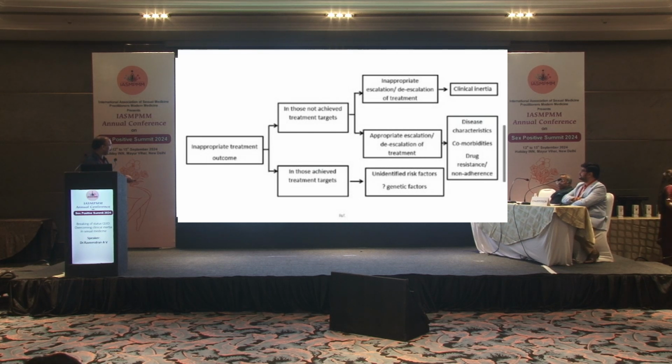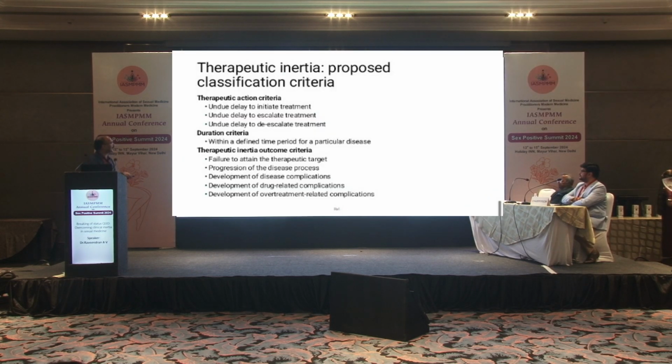And in those who achieved the treatment target, if there is inappropriate treatment outcome, it can be due to other unidentified risk factors or genetic factors. So, we propose diagnosis or classification criteria for classifying therapeutic inertia. The components are therapeutic action inertia: there is undue delay in initiation or escalation or de-escalation of treatment, and under the duration criteria, there should be a defined time period which is particular for the particular disease.